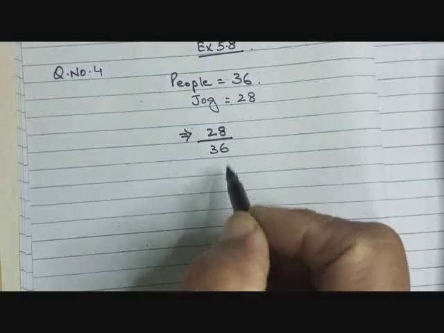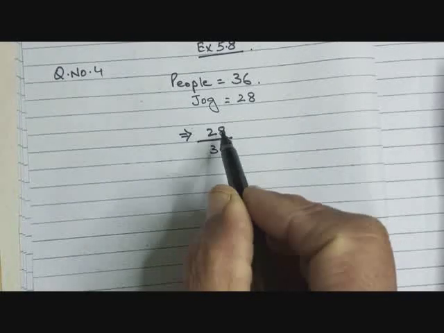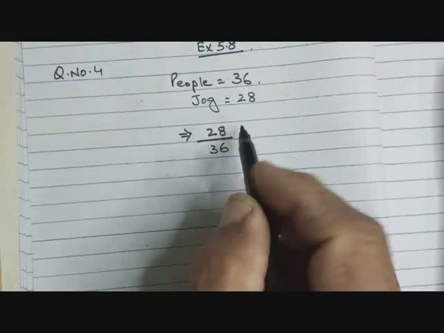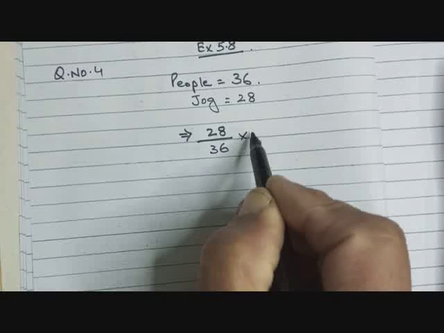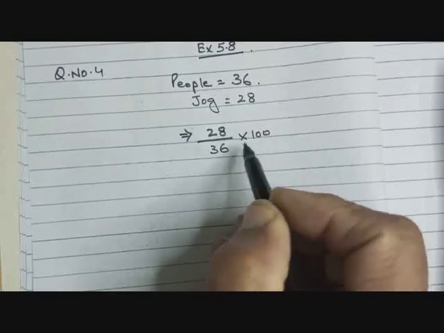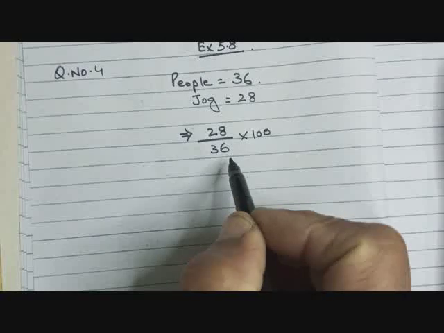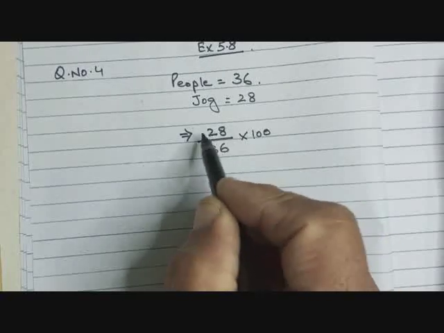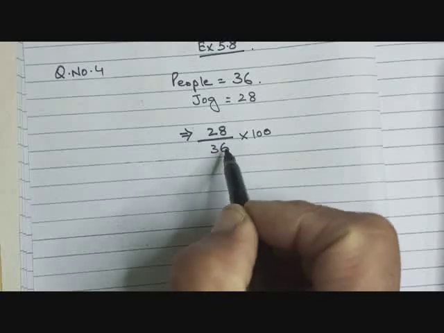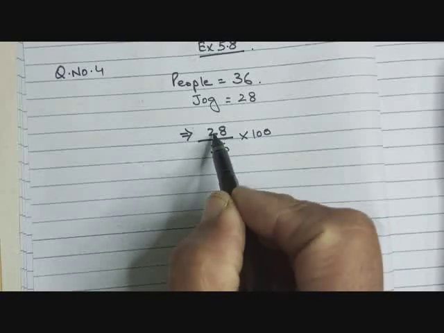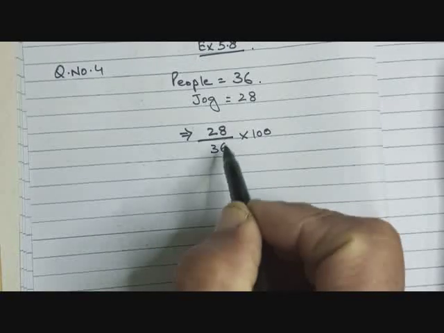Okay, now these are the people who reside in the whole residencia, and out of which they jog in the park. So what we do here is we'll multiply our fraction by 100. Now it is very simple again. You see that this is divisible by 4. This 28 is divisible by 4, 36 is divisible by 4.